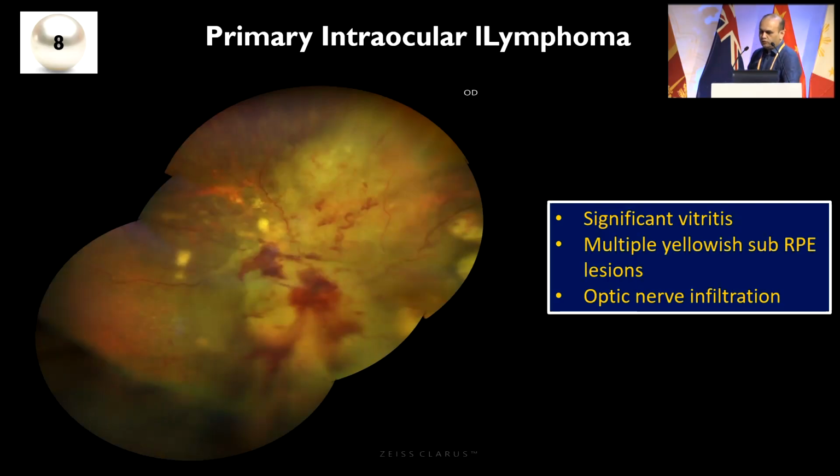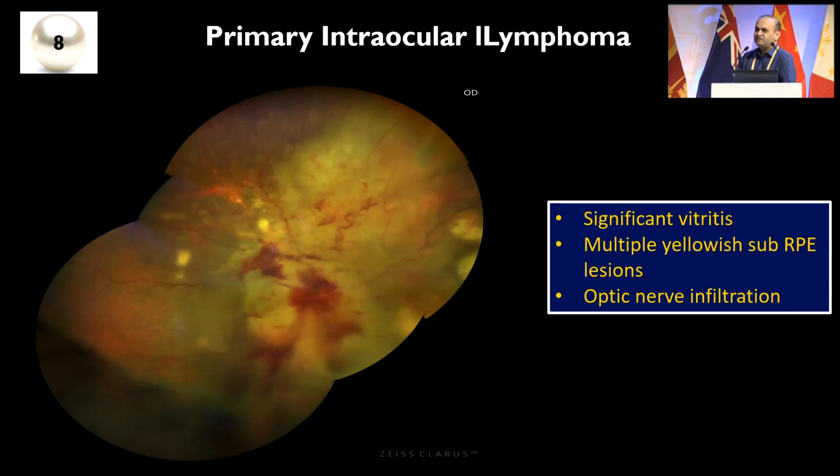Now the other disease which you should learn to identify, which can be a big masquerade, is intraocular lymphoma. So you see a patient, usually elderly, who may come to you with significant vitritis, multiple vitreous clumps, that in itself should set the alarm bells ringing. Is it something else rather than a typical uveitis? So dense vitritis or multiple vitreous clumps, clue number 1. Multiple yellowish sub-RPE lesions, and sometimes even an optic nerve infiltration, again should alert you to the fact that probably you are dealing with an intraocular lymphoma.